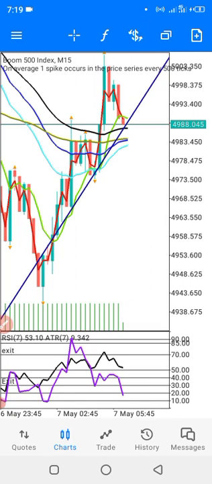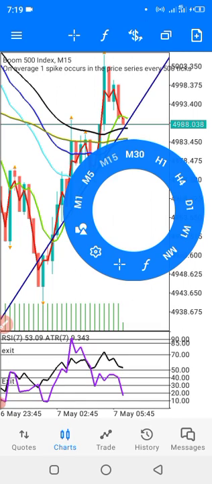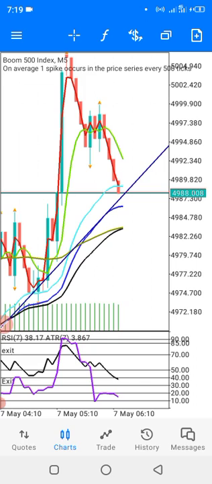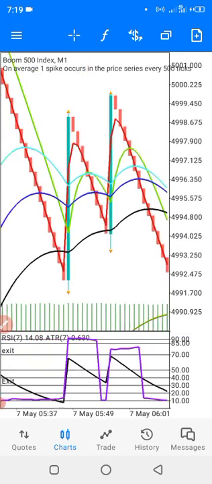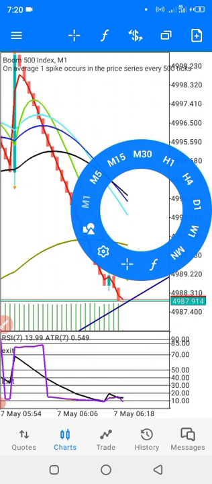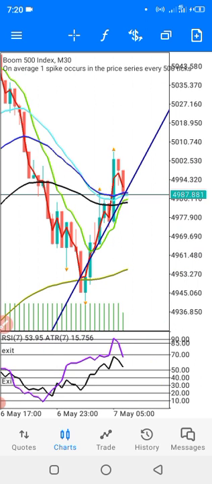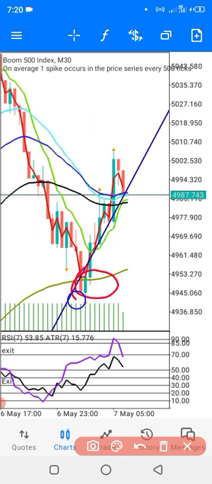Let me take it back, let me show you something there. Oh, this one is not gotten. Okay, see what happened here. Look at what happened when price got to my 100 moving average. You see the reaction. The reaction was like this.